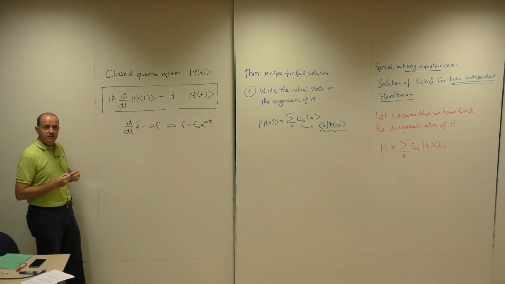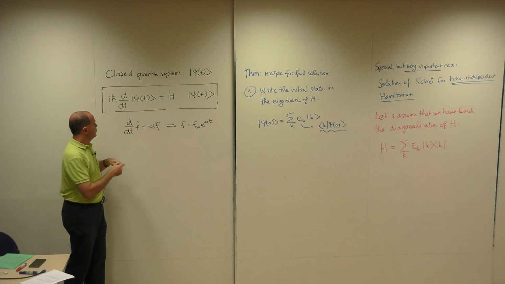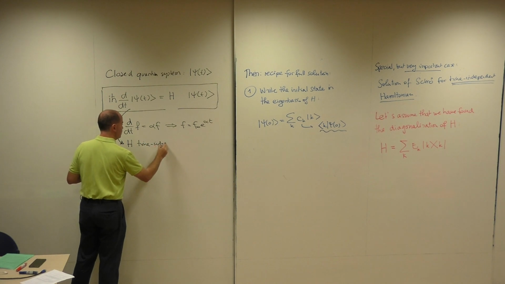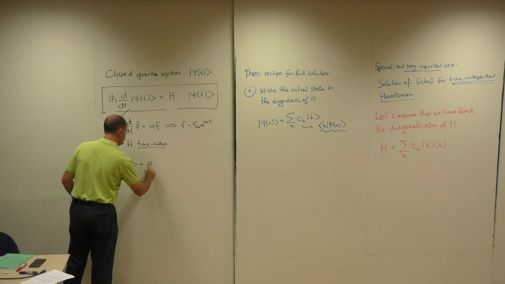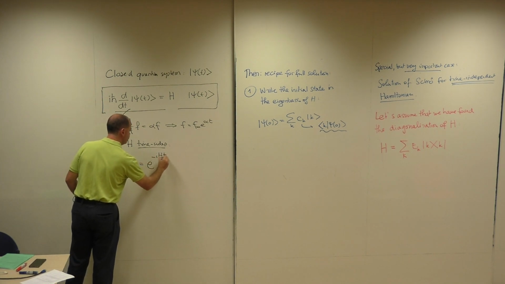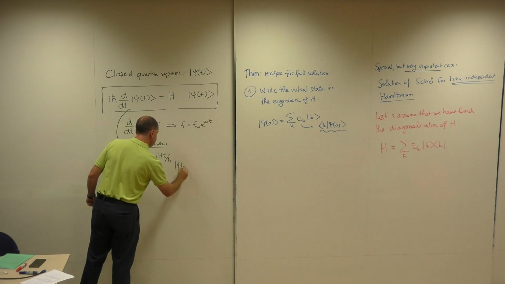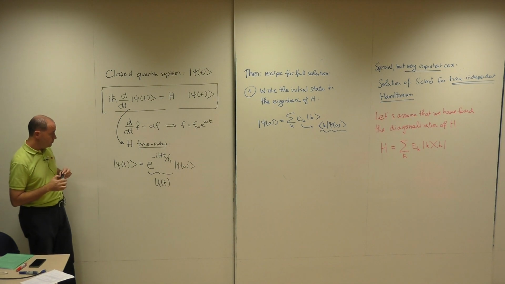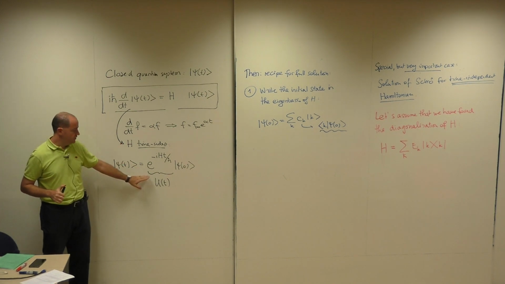Now, as it turns out, this works also when this object is an operator. So from this, if H is time independent, that's the important thing, we have that psi of t is equal to e^(-iHt/ħ) psi of 0. The i and ħ come from here. This is the famous unitary operator, U of t. So we see that already if H is time independent, we have a formal solution for the Schrödinger equation.